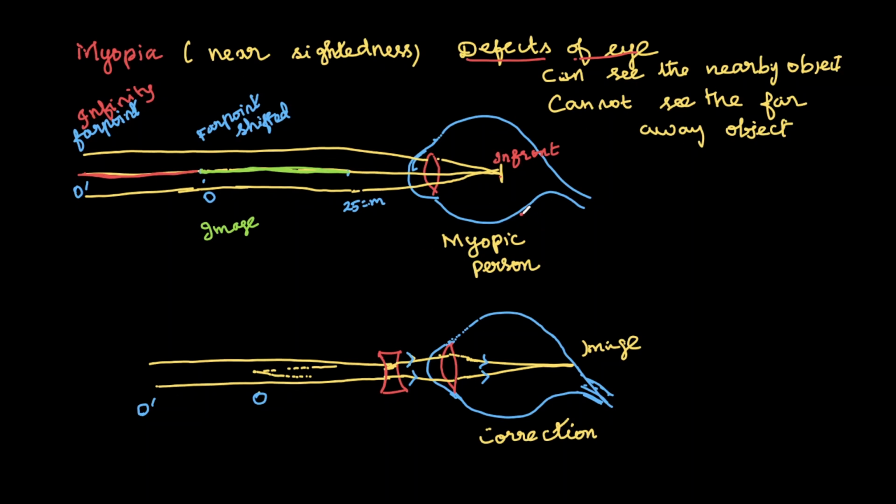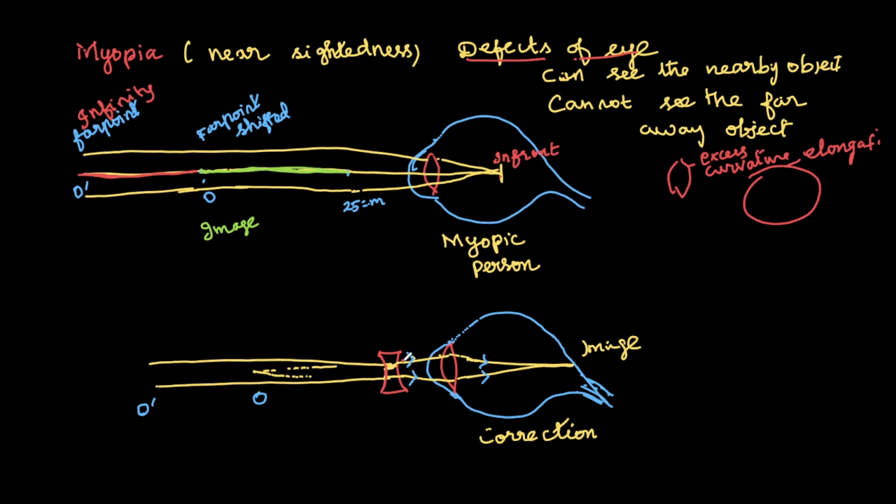Actually, the cause of myopia may be the excessive curvature of the eye lens. So the eye lens curvature will be increasing. Excessive curvature of the eye lens or the elongation of the eyeball. The eyeball will be elongated. Elongation of the eyeball or excessive curvature of the lens causes the myopic defect.